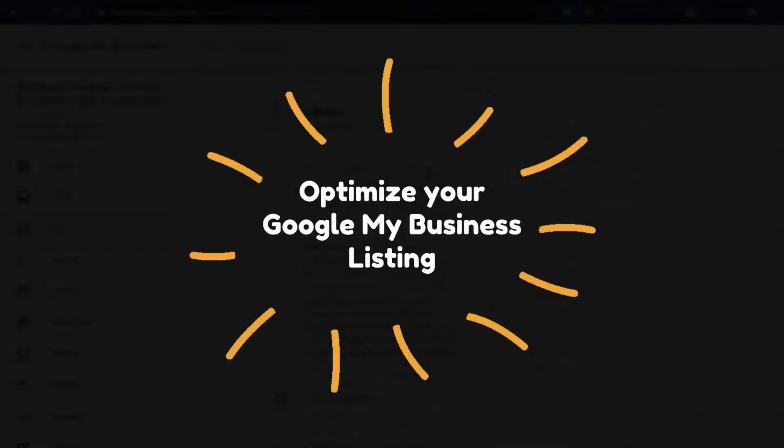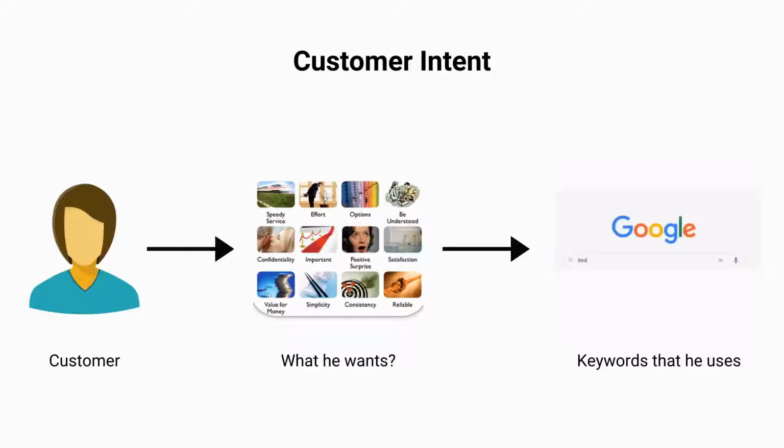How to optimize your Google My Business listing. So to optimize your listing, the first thing is you need to understand your customer's intent. You need to understand what keywords your customer is using to find businesses like you.